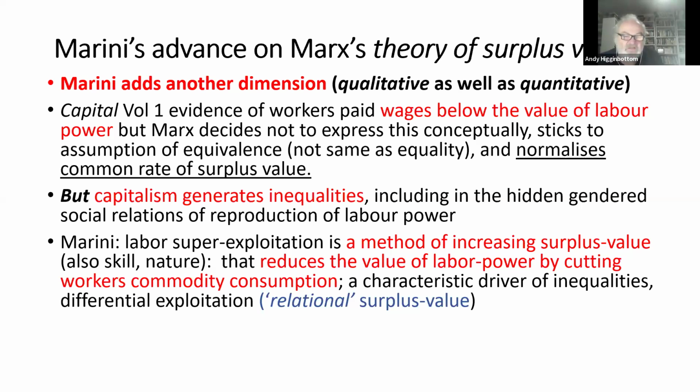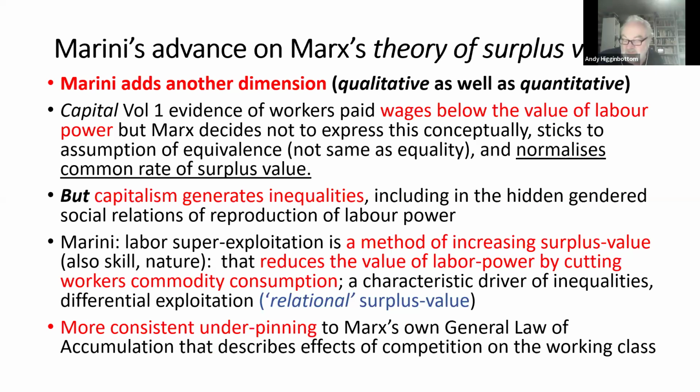And so what he's saying is he's going beyond Marx's tendency to normalize a common rate of surplus value, and that capitalism generates inequalities within the working class. How the social relations of reproduction of the workers, of labor power, take place is differentiated, and labor superexploitation is a way of increasing surplus value, because it cuts the basket of goods that workers consume. Actually, I think Marini provides a degree of consistency to Marx, which was missing in the general law of accumulation. He explains how unemployment and competition within the working class will render it more susceptible to this greater exploitation.